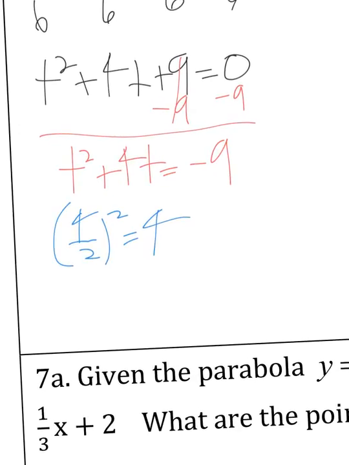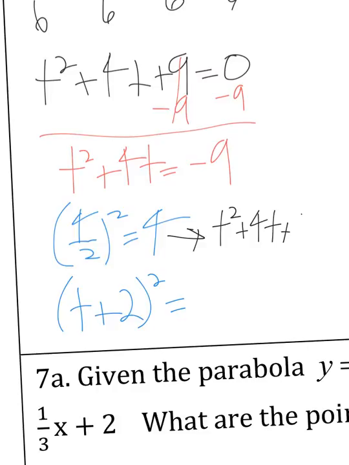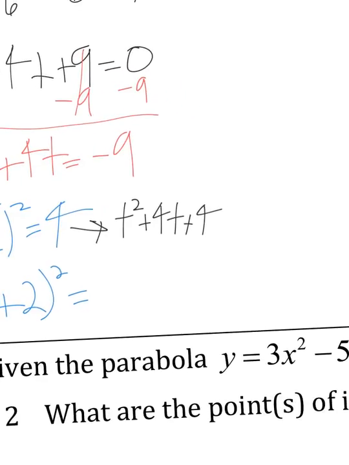So I'm going to say x plus 2 squared. Oh, I just changed t to x. So t plus 2 squared equals, I'm getting a little ahead of myself. Let me go back. So you're going to use that 4, and you're going to have t squared plus 4t plus 4 equals negative 9 plus 4.